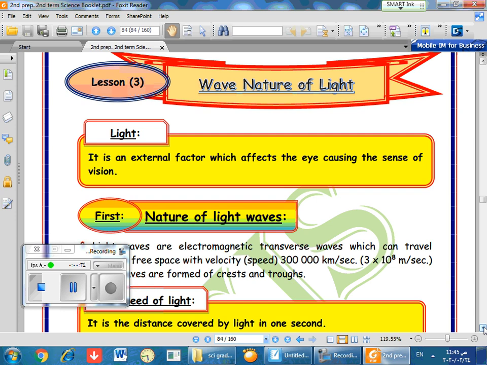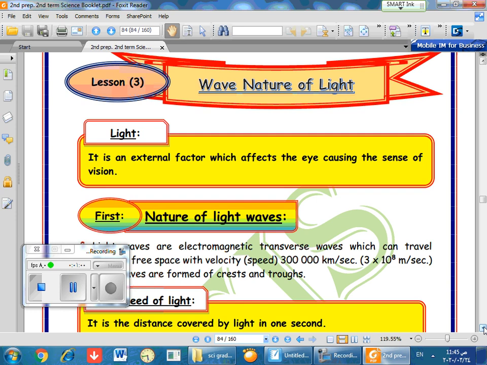Last lesson we talked about sound. It is the external factor affecting the human ear causing the sense of hearing, but light is the external factor affecting the human eye causing the sense of vision. Okay? Light is electromagnetic waves. Who knows what is meant by electromagnetic waves?